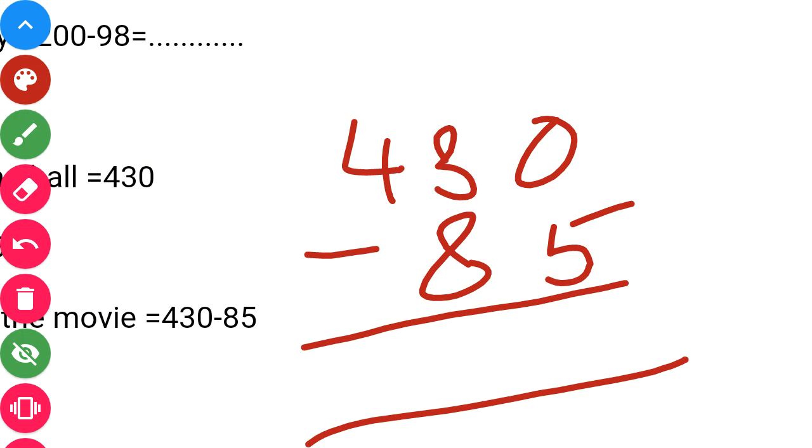Okay. Now, we will start from ones place. Which number is there at ones place? 0 is there. So we cannot subtract 5 from 0. This 0 will take a borrow from 3 at tens place, and it will become 2 and the 0 will become 10. Now, 10 minus 5, what will you get? Subtracting 5 from 10, you will get 5.